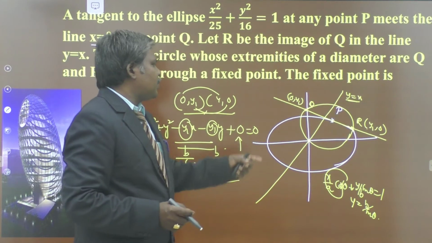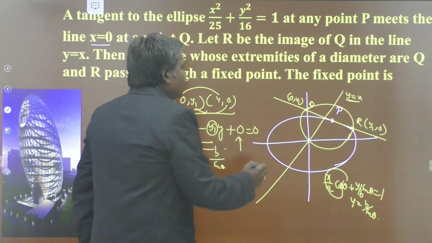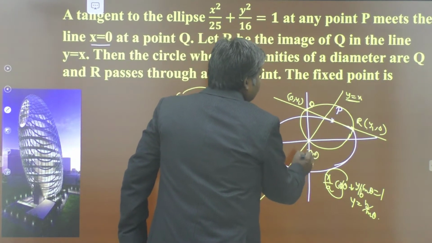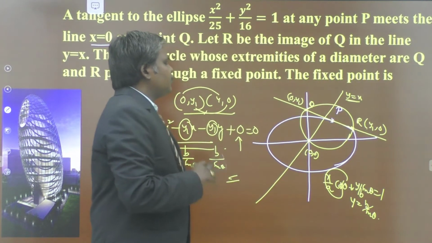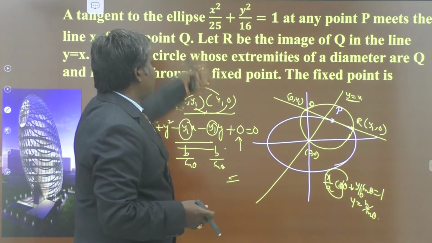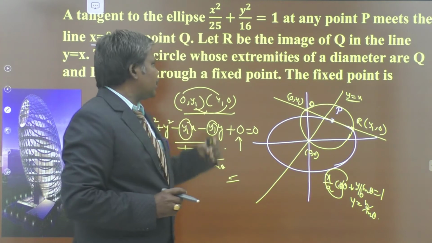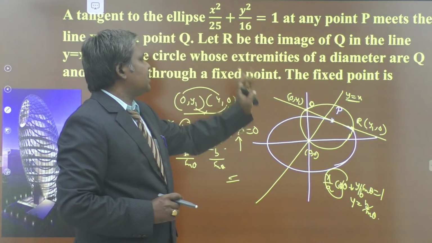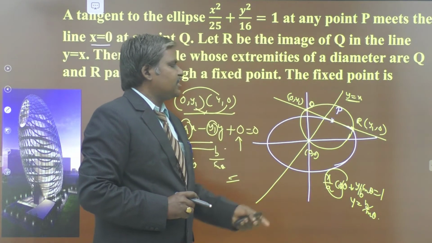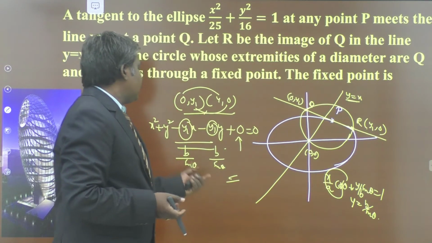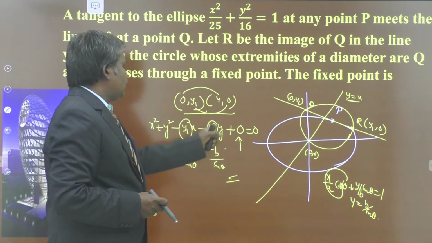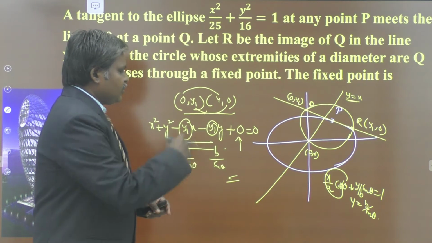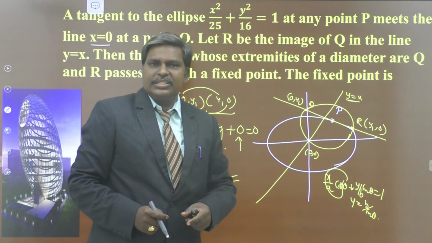So the circle always passing through the fixed point, that is what? Center of the ellipse. That is the fixed point, center of the ellipse. Very, very simple question, but they are given in this manner. We have to read each and every one, and if you just draw the figure itself, you can crack the problem. The circle passing through the fixed point, that is what? 0, 0. Understand?